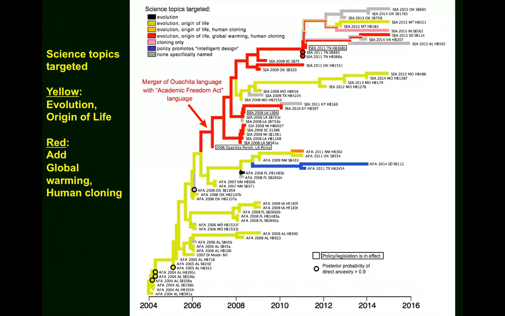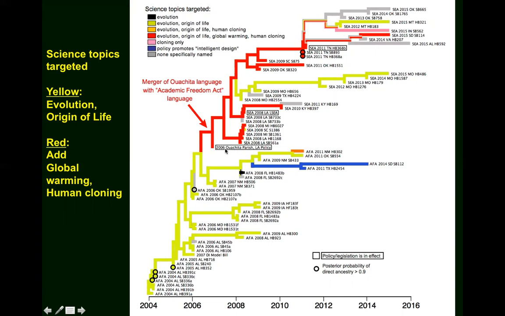So what kinds of things do we see on this dated tree? I used the tree to map the origins of different characteristics. One of the big ones was, when did the traditional enemies, evolution and the origin of life, get merged with human cloning and global warming as controversial topics? That's the red part of the tree here, where evolution and the origin of life are linked to global warming and human cloning. And that really happened in 2006, when the first policy that did that was introduced.